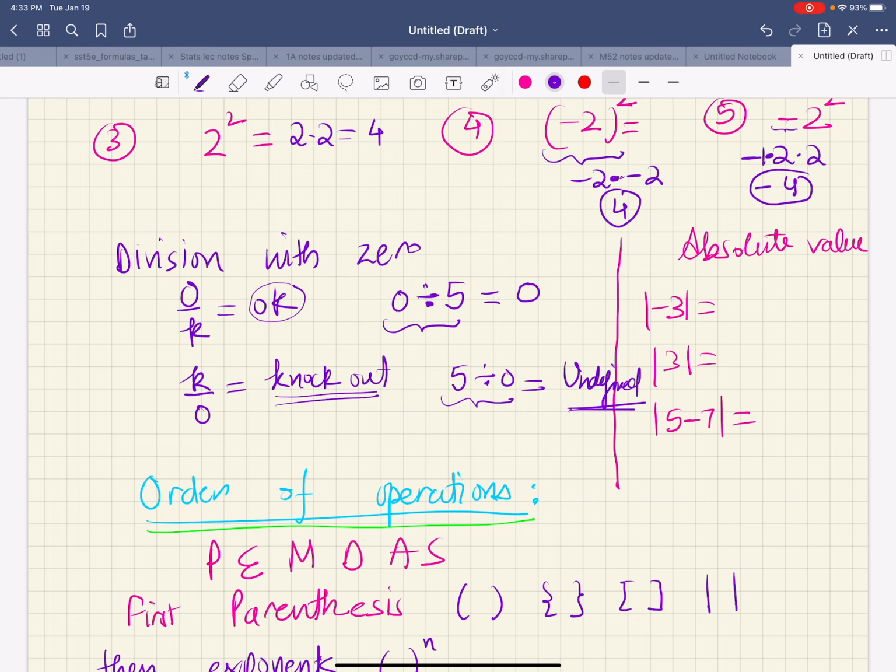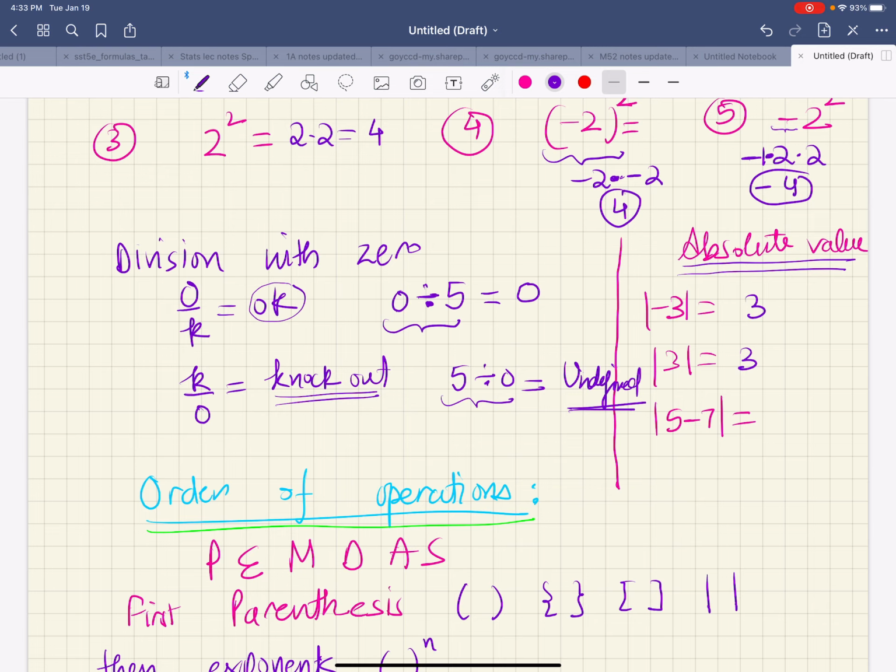Now let's discuss the absolute value of a number. Absolute value of a number is simply its distance from 0 on the number line. How far away is this number from 0 on the number line? So how far away is negative 3 on the number line from 0? Well, it's 3 units away. How about positive 3? Positive 3 is also 3 units away.